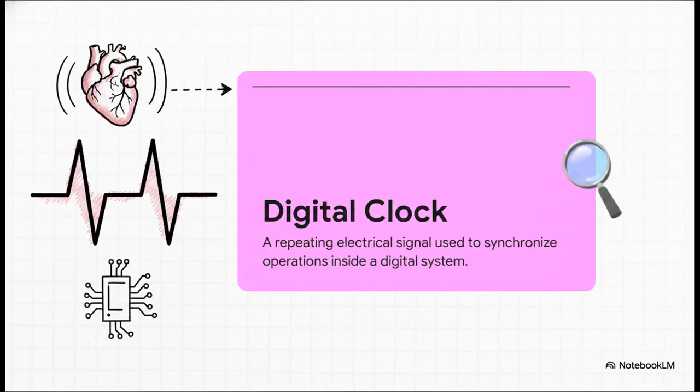So what's the solution to all this potential chaos? It's the digital clock. Now, a digital clock is basically just a repeating electrical signal. It continuously switches back and forth between a low state, which is a 0, and a high state, which is a 1. This creates a highly predictable repeating square wave pattern. And this pattern serves as the fundamental timing reference to coordinate all the circuits. It acts just like a human heart, pumping blood rhythmically. Each and every pulse coordinates activity throughout the entire system.